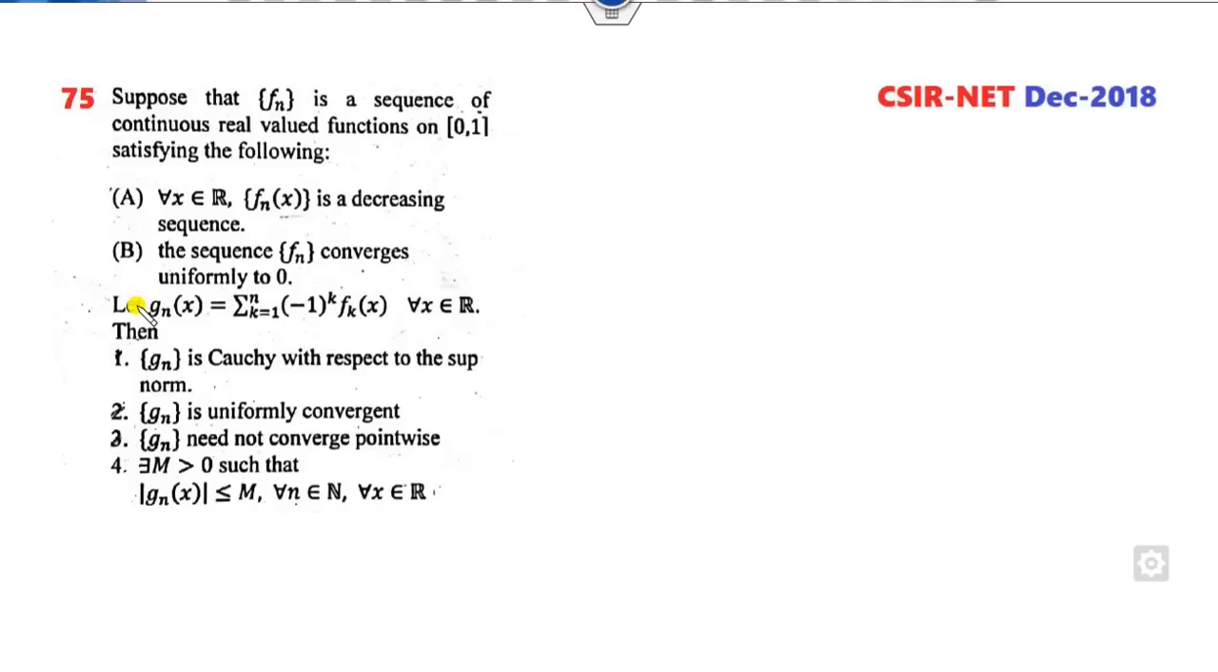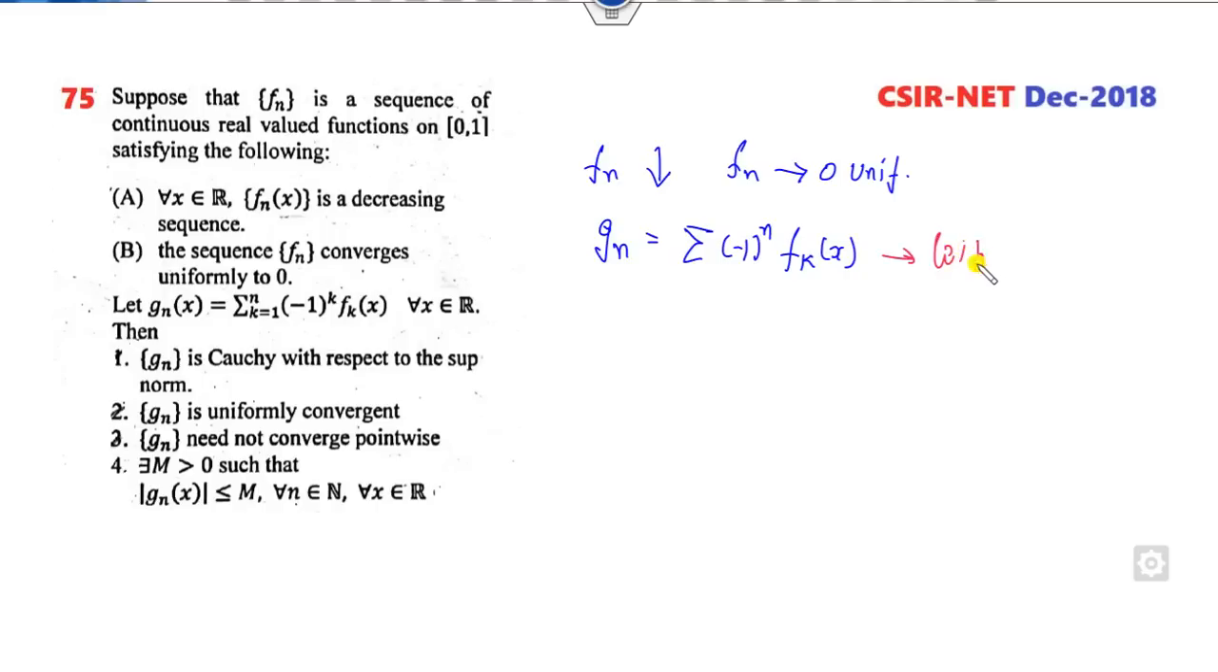Okay, fn is a sequence of continuous real-valued functions such that fn is decreasing and fn converges to 0 uniformly. Then consider gn, which is (-1)^n f_n(x). So what is that? It satisfies the Leibniz test for the sequence. So what is the meaning of that? Gn is uniformly convergent.